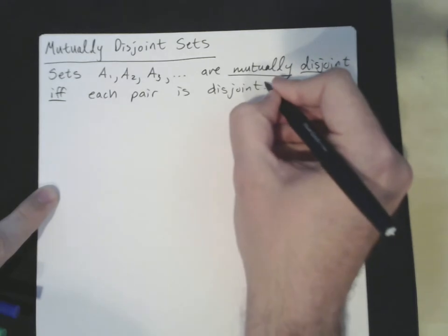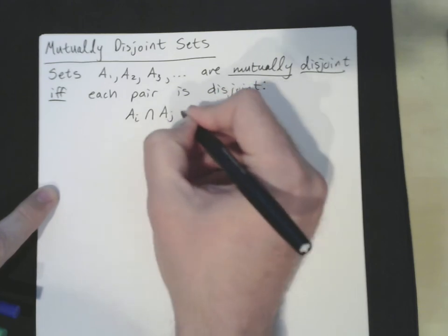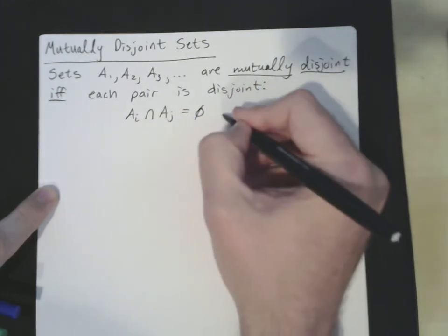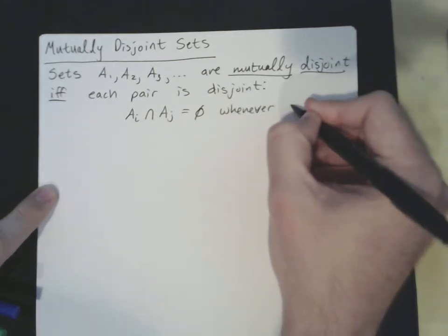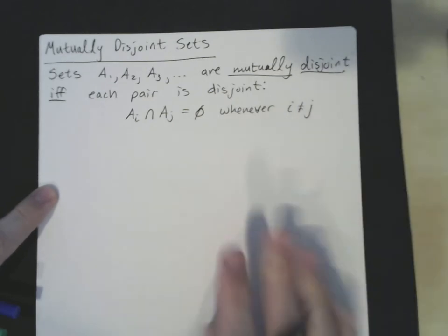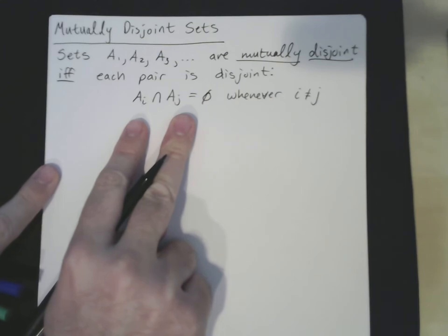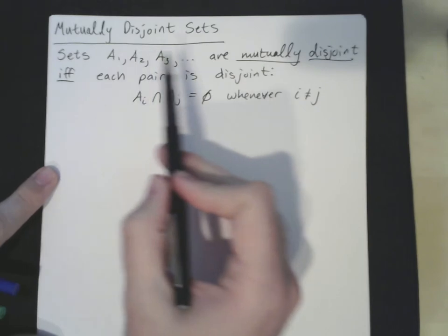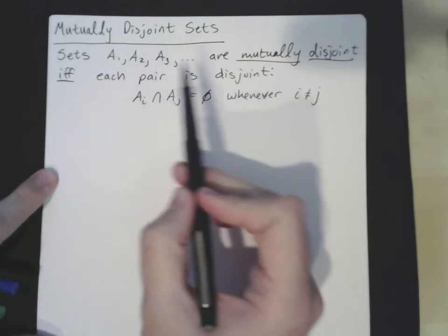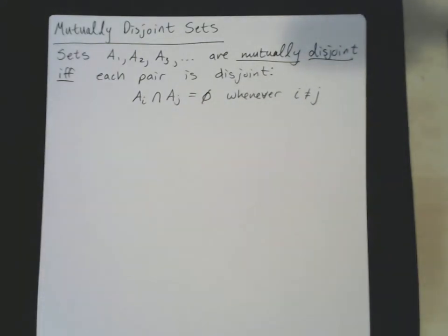So what we mean by that is A sub i intersect A sub j equals the empty set whenever i does not equal j. So if you look at two unique sets, they should be disjoint. So A1 and A2, A1 and A3, A1 and A4, also A2 and A3, A2 and A4, A2 and A5. Any pair of sets needs to be disjoint for the whole of them to be mutually disjoint.